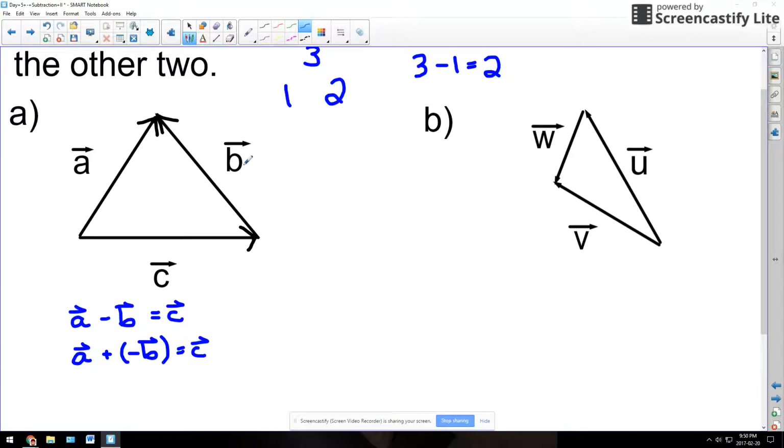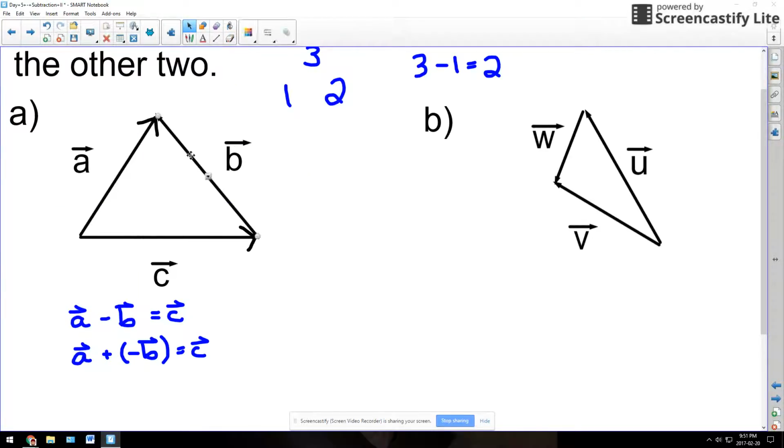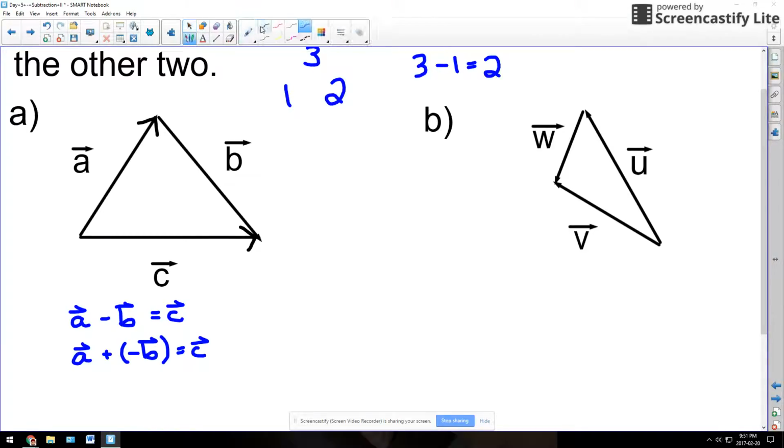Well, what is the opposite of B? Well, the opposite of B is just basically flipping the arrowhead and the tail. Okay, so if I erase here, and I take this vector, and I just flip it, so now it points the other way. So now this is negative B bar. So if I'm adding A bar and negative B bar, our resultant should be going from the base of A and finishing right there, which is, yeah, exactly what C bar does.